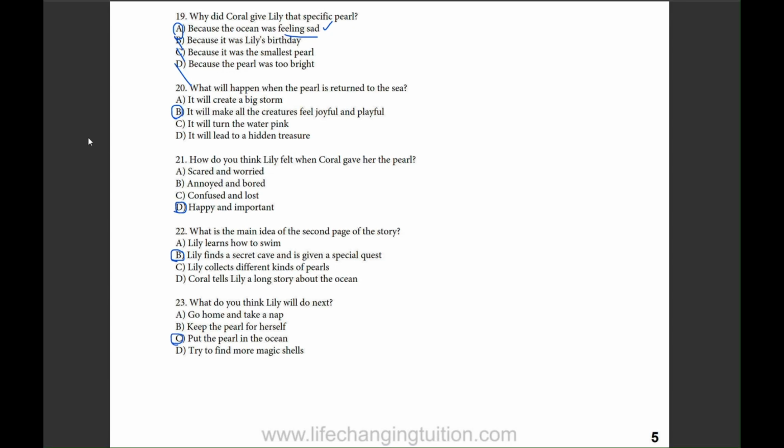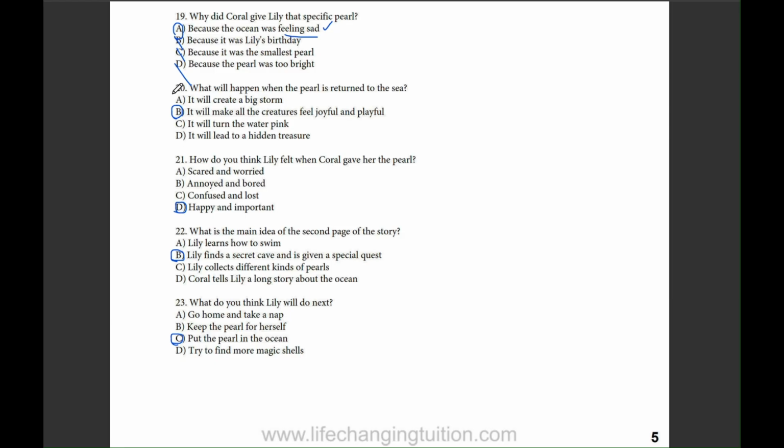Question 20. What will happen when the pearl is returned to the sea? Your choices are A, a big storm, B, all creatures will feel joyful and playful, C, the water will turn pink, or D, it will lead to treasure.